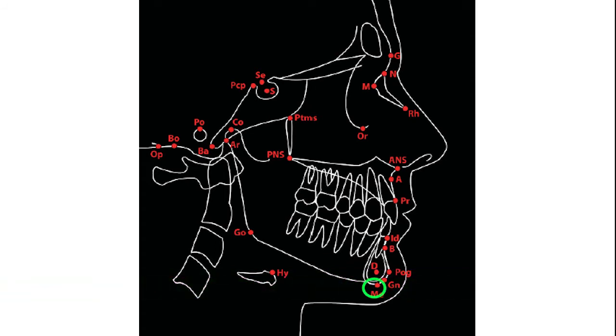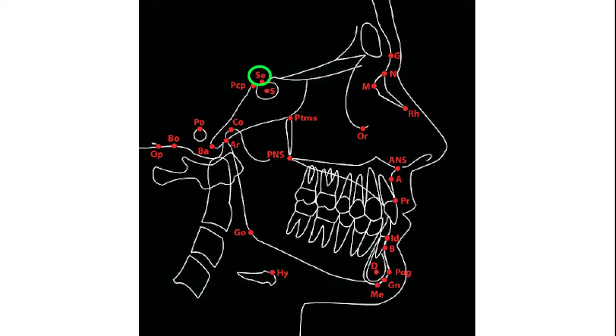Menton. We use ME as abbreviation. Its definition is the most inferior point of the mandibular symphysis in the mid-sagittal plane. Now we have looked over the anterior facial landmarks from superior to inferior. In the next part, we will look over the posterior facial landmarks approximately from superior to inferior.